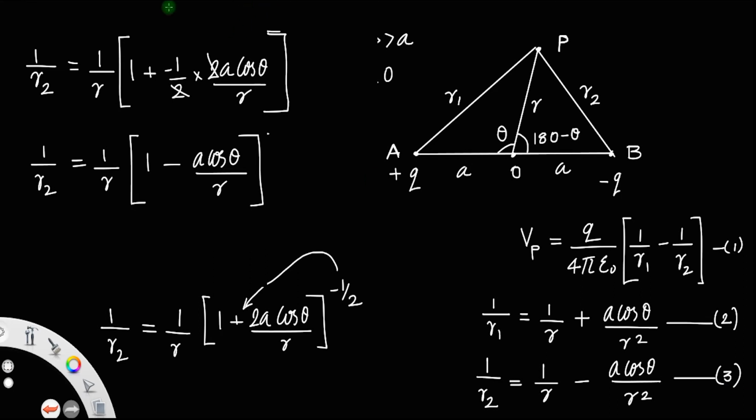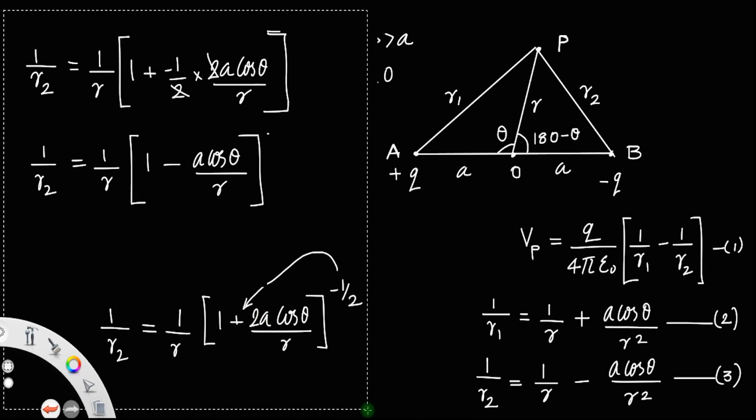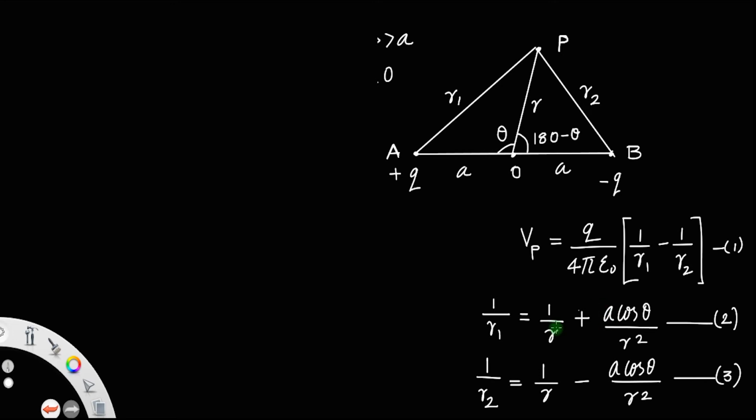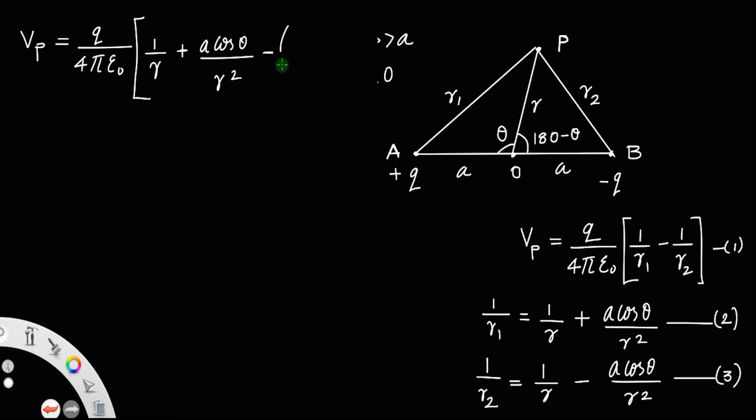Now you got 1 by r1 and 1 by r2, and you can substitute these two values in equation 1, so that the potential at P will be Q divided by 4 pi epsilon 0 times, instead of 1 by r you can write 1 by r plus a cos theta divided by r square. Now for this minus you have to put a bracket. Let me erase this.